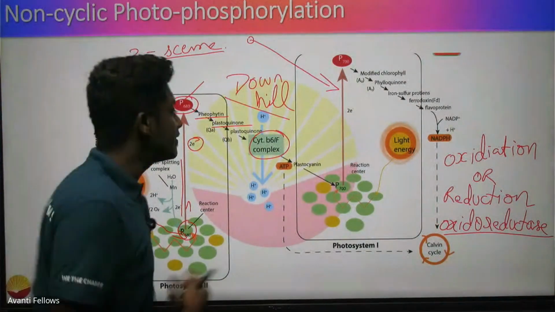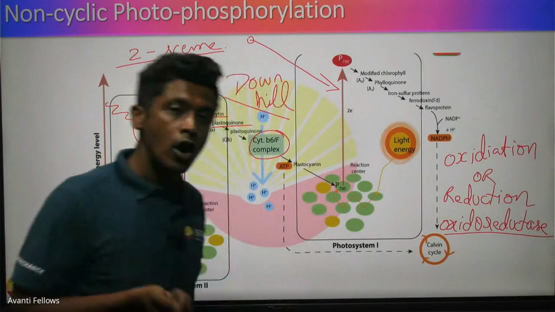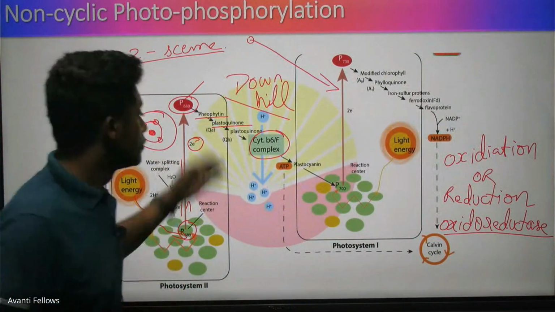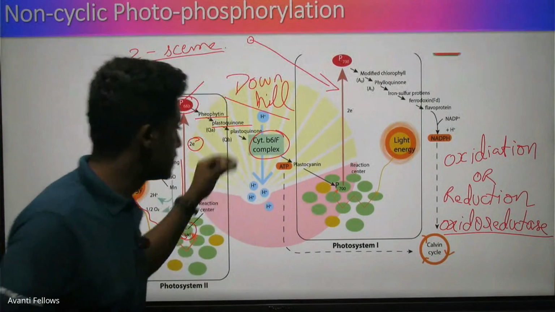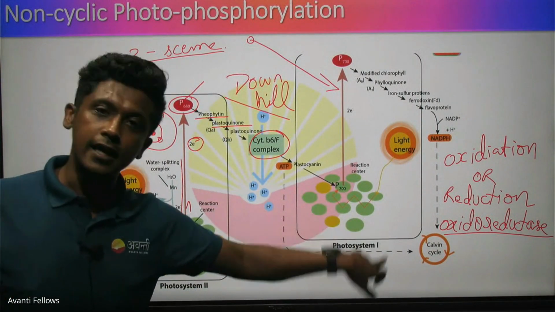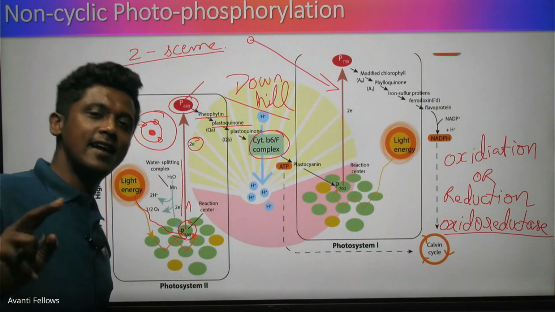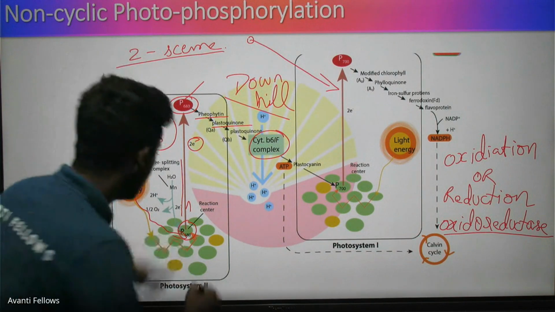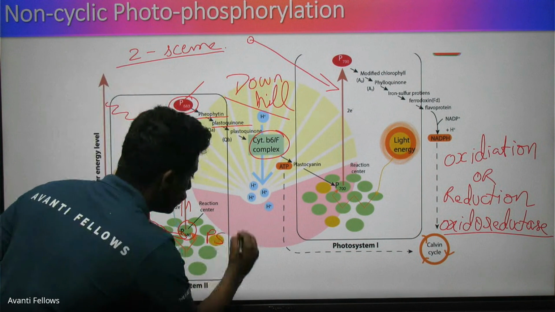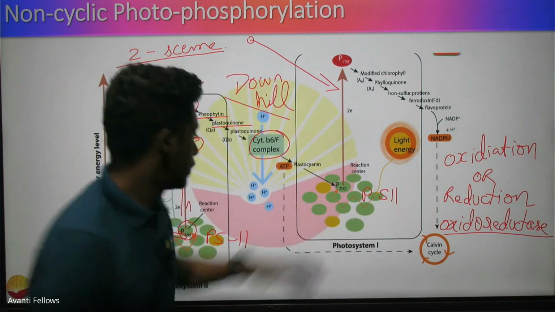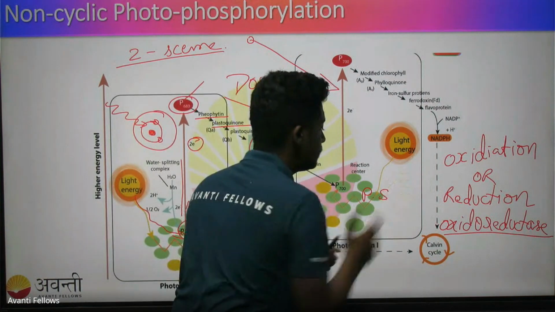So where do these electrons go? Finally, after reaching the cytochrome b6 complex, these electrons are transported to our second photosystem. I know that our photosystems are named in reverse. Here it is photosystem 2, and here it is photosystem 1. All right, sorry, here it is photosystem 1.